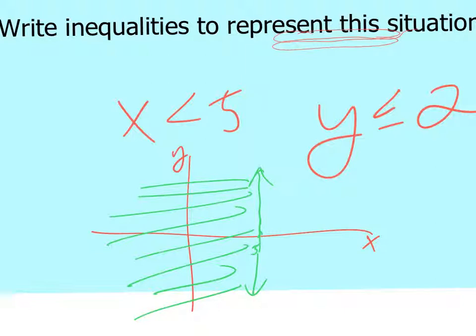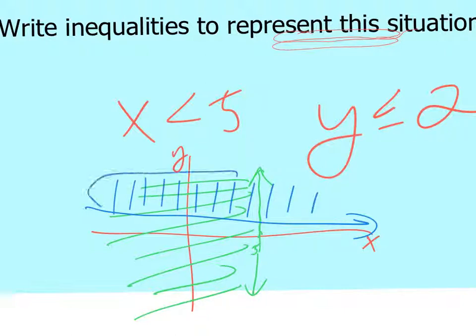How would you graph y is greater than or equal to 2 then? Well, here's where y equals 2. And it's greater than that. What are things that are double shaded? They're your answers. Yes?